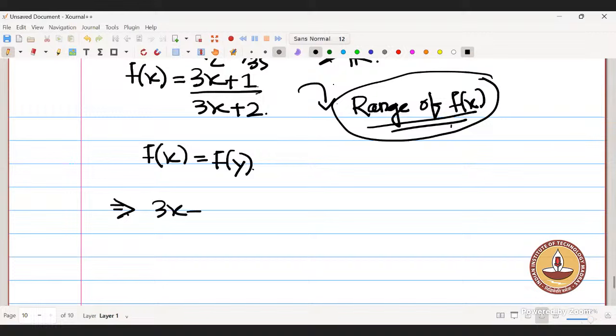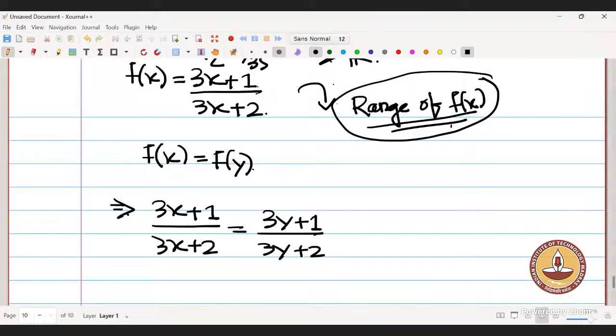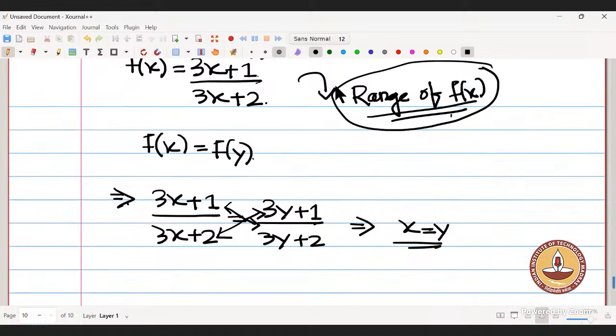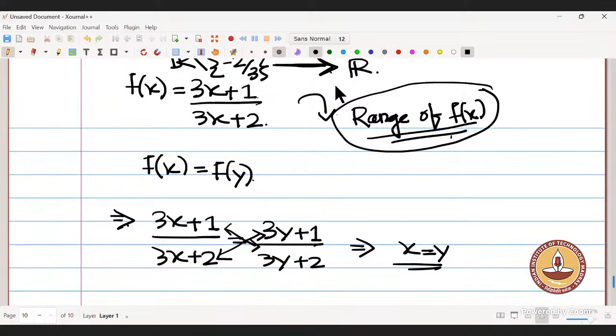And what is this? 3y plus 1 over 3y plus 2, right? So next what you can do is cross multiply. If you cross multiply and after that simplify, you can actually show that x is equal to y. It's easy.